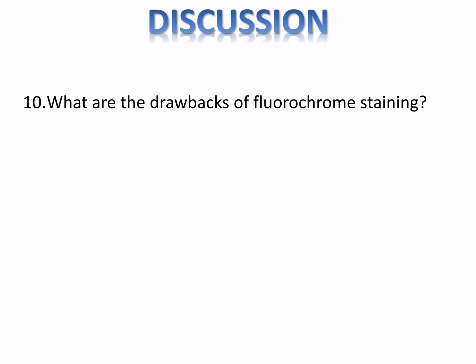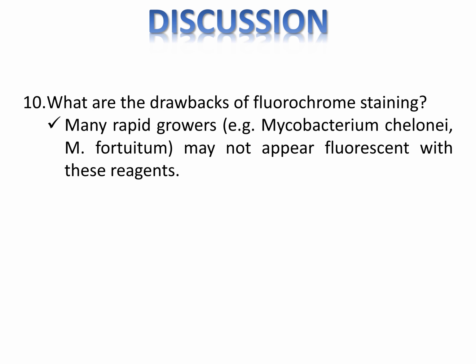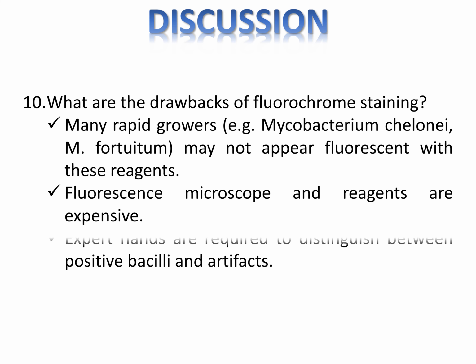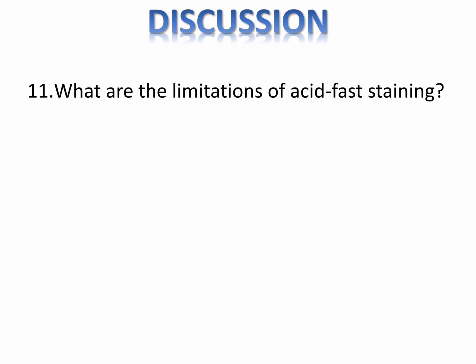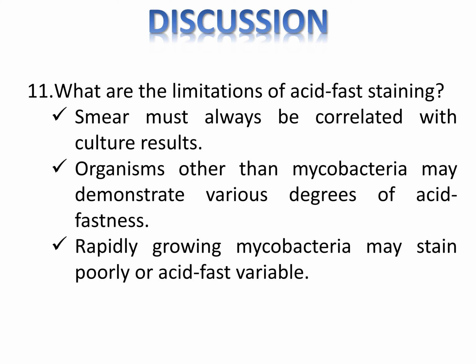What are the drawbacks of fluorochrome staining? Many rapid growers, for example Mycobacterium chelonae and Mycobacterium fortuitum, may not appear fluorescent with these reagents. The fluorescence microscope and reagents are expensive. Expert hands are required to distinguish between positive bacilli and artifacts. What are the limitations of acid-fast staining? The smear must always be correlated with culture results. Organisms other than mycobacteria may demonstrate various degrees of acid fastness. Rapidly growing mycobacteria may stain poorly or be acid-fast variable.